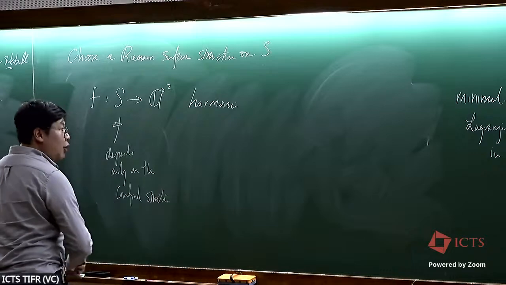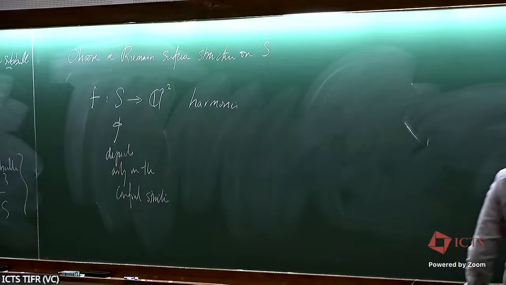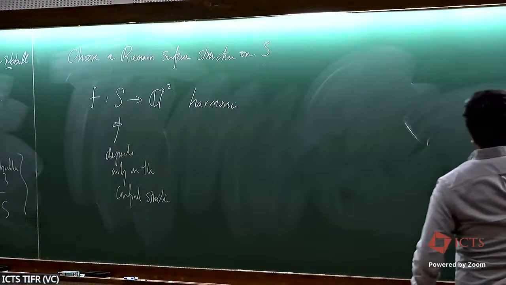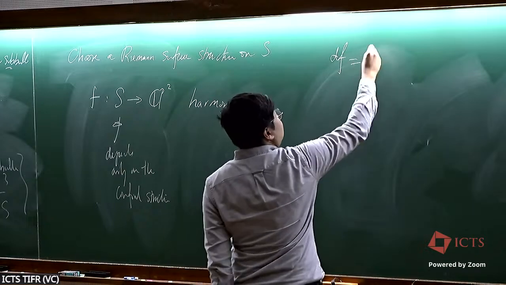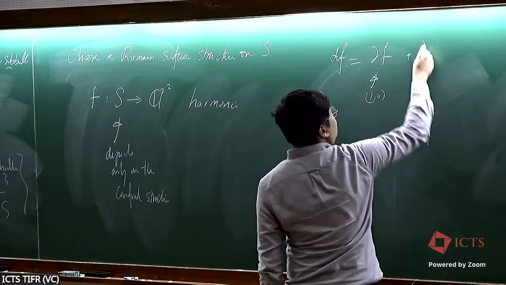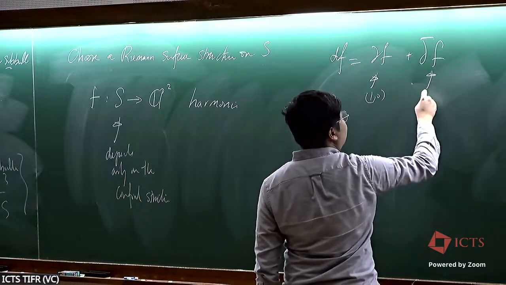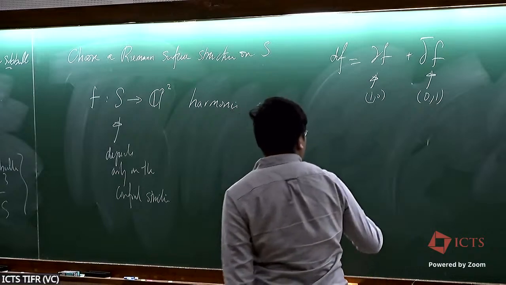Okay, now remember I have this immersion, so I can take the derivative and split according to type. So this will be a 1-0 part, and this will be a 0-1 part. And you can see where, maybe I'll write this out once.